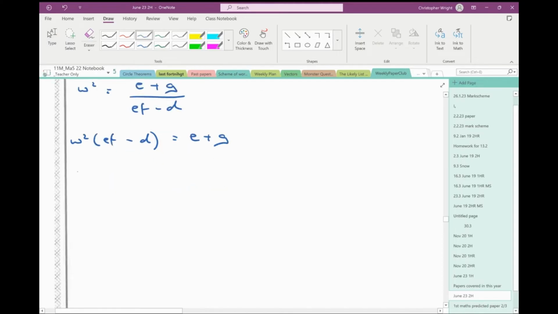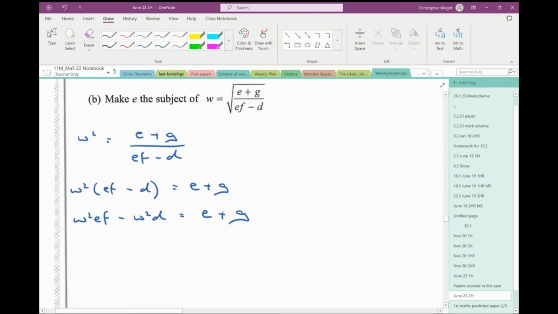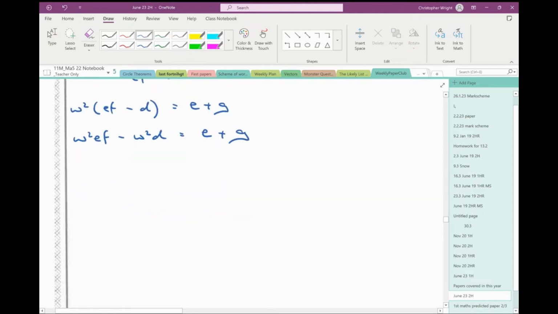Let's multiply out this bracket. W squared EF minus W squared D equals E plus G. Now I'm making E the subject. So I'm going to get everything with an E in it over on one side. So I'm going to minus E from both sides.